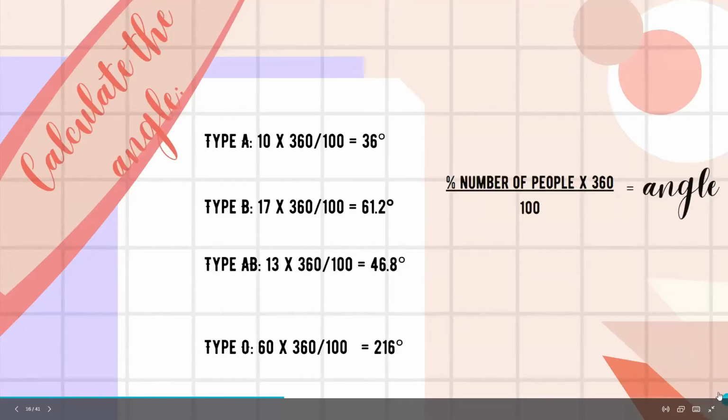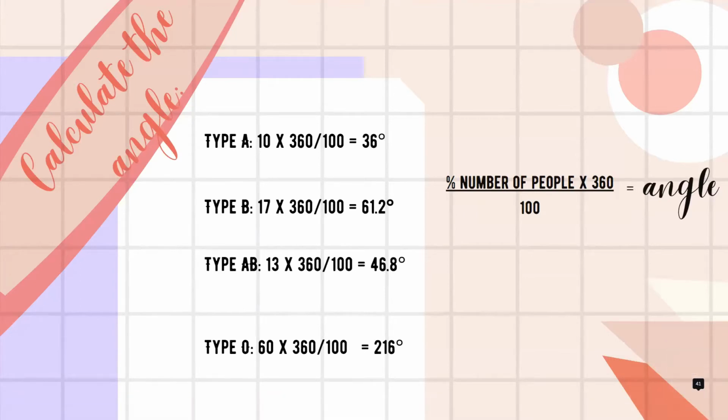To calculate the angle, we need the formula: percent number of people multiplied by 360 degrees and divided by 100 to get the angle. For example, 10 times 360 over 100 is equal to 36 degrees. Next, please.